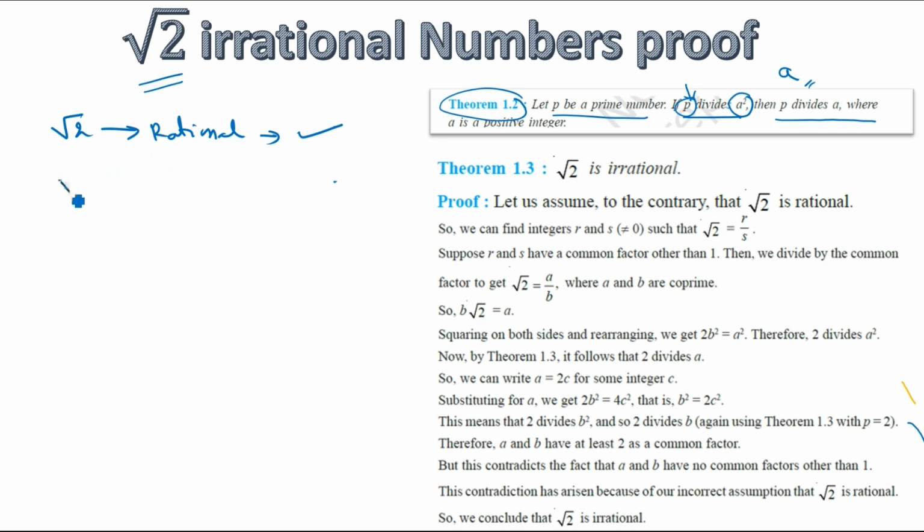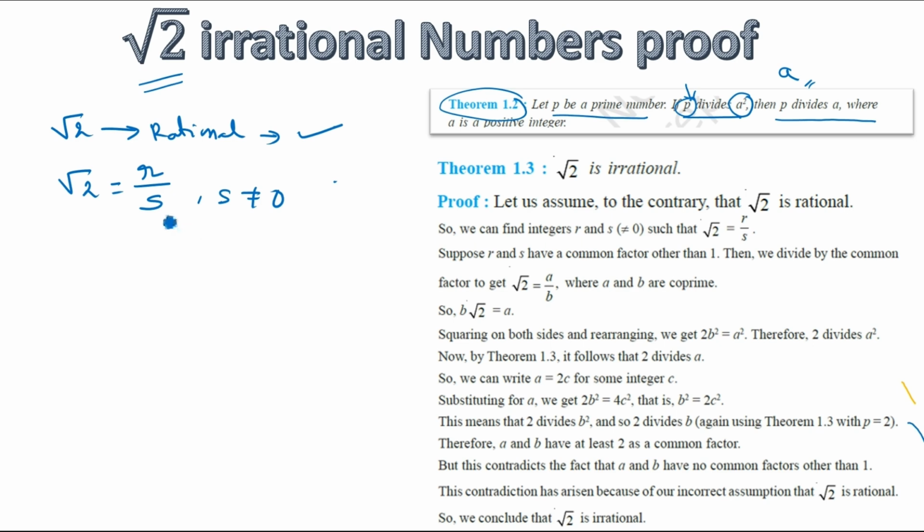What I said, any rational number can be written in P by Q format. I'm just putting letters, so it may be anything like R by S or P by Q. Let's take R by S. Of course, here S is not equal to 0, obviously, because if S is 0, this number cannot be defined. So I have written this number as R by S.